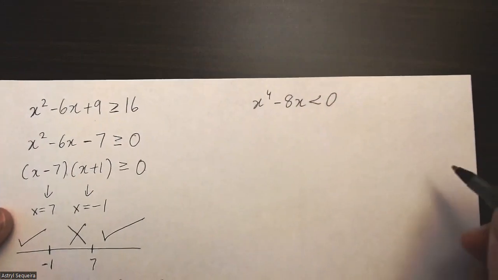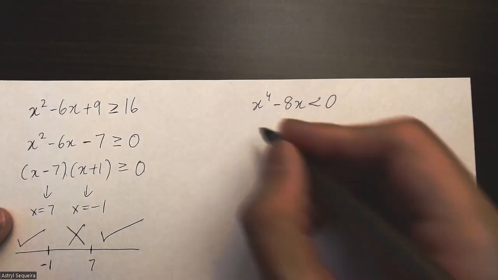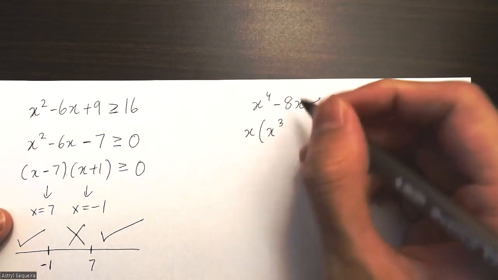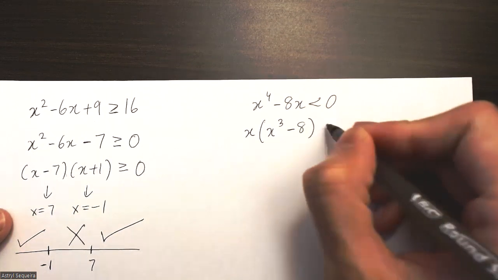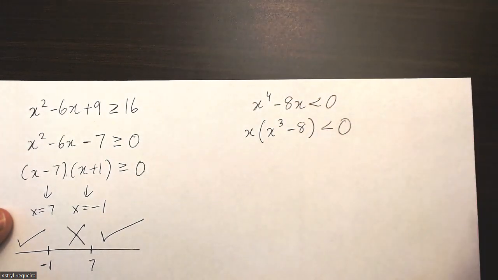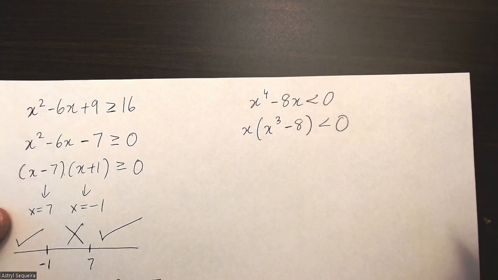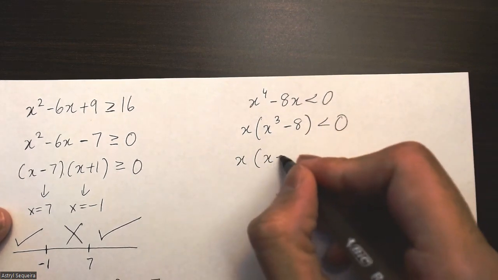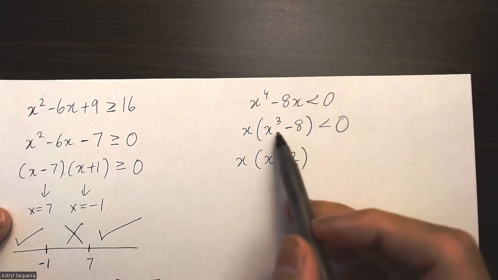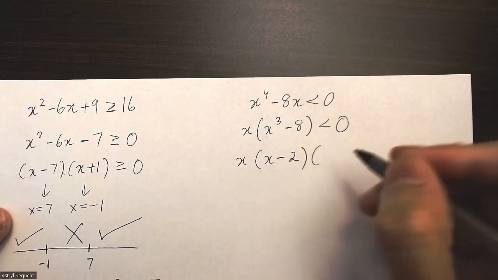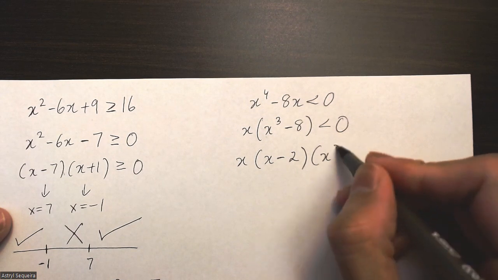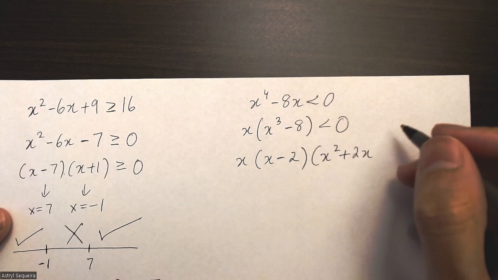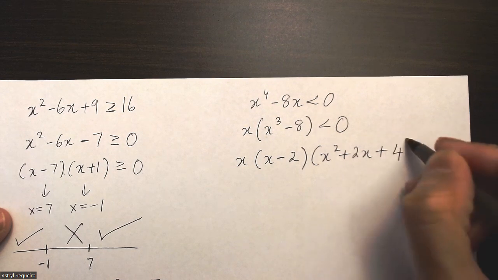Let's go to the second question over here. Again, we want to factor this. I can start by common factoring out an x, and I'm left with x cubed minus 8. And this is a difference of cubes. So this is just x minus 2. Basically, I cube rooted those. And then this is a square, which is just x squared plus 2x plus 4.